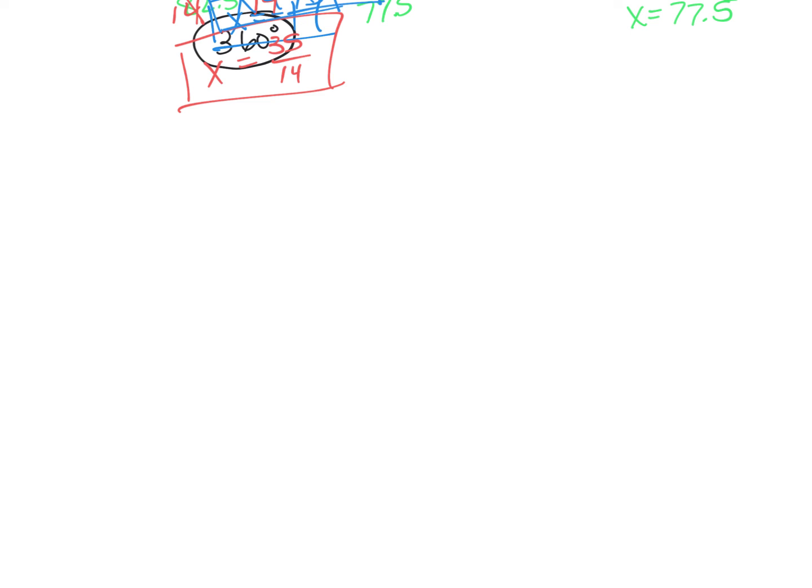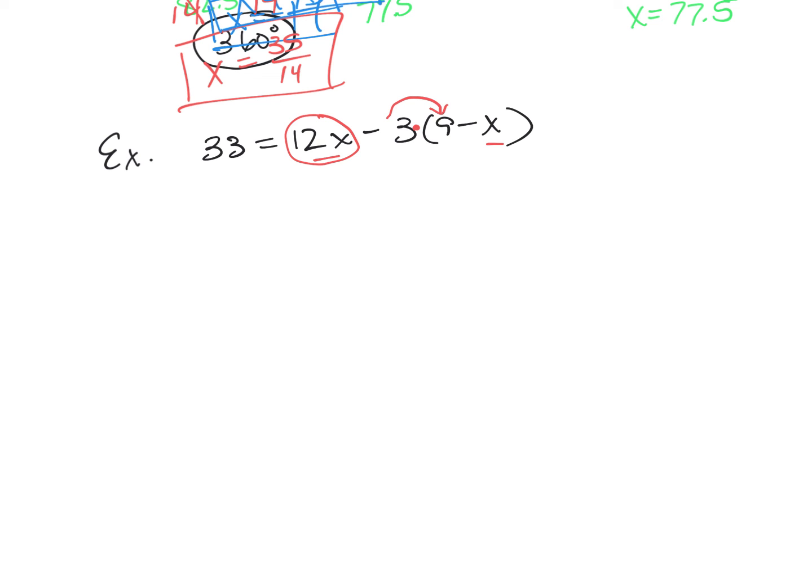Okay, next one. So let's say we have an example and we have 33 equals 12x minus 3 times 9 minus x. All right, I'm going to look at this equation. I have an x here and an x here, so I will probably eventually have to combine. But notice there is a multiplication. So I'm going to kind of disregard this 12 for a minute. I'm going to distribute. That means to multiply. So I'm going to multiply negative 3 times 9. And then I'm going to multiply negative 3 times negative x.